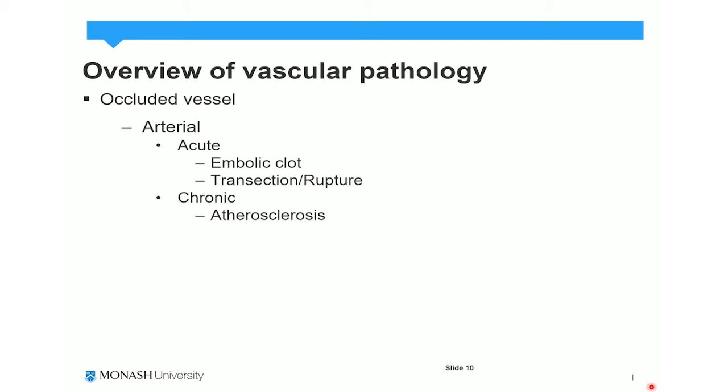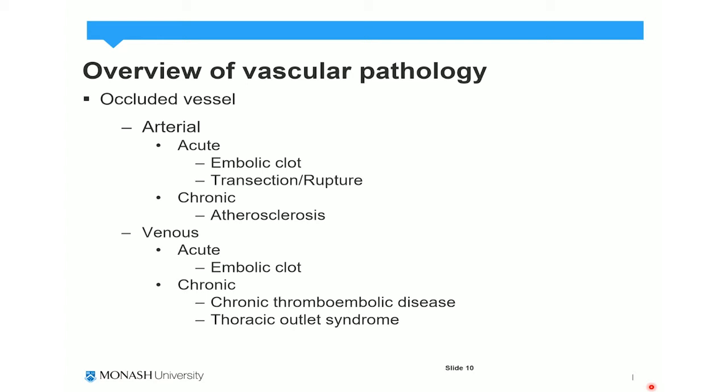There are various reasons for an occluded vessel. Arterially, it could be acute, as in an embolic clot, or a transected or ruptured vessel. Chronically, it could be an accumulation of plaque due to atherosclerosis. There could also be an acute embolic clot in the venous system. A chronic condition known as thromboembolic disease is the chronic accumulation of embolic clot in the venous system, in the pulmonary circulation, or thoracic outlet syndrome.